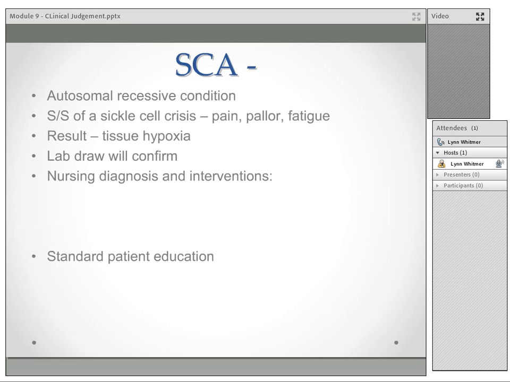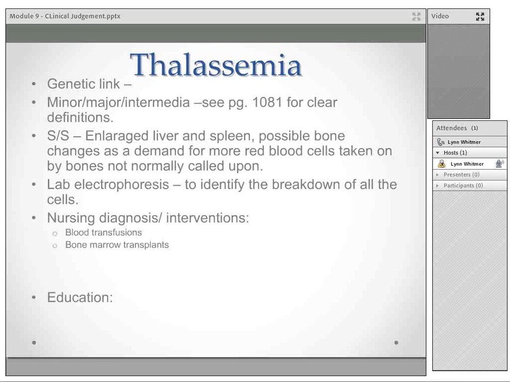Again, some of the nursing diagnoses would be found on page 1080. Knowledge deficit, pain, alteration in tissue perfusion, activity intolerance, risk for injury, altered family process, ineffective coping, fluid volume deficit, and risk of infection, or indeed a true infection is present. So again, sickle cell anemia is a chronic condition, and you will see these children in and out of your facilities frequently.